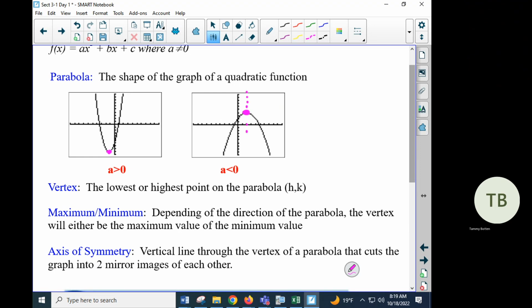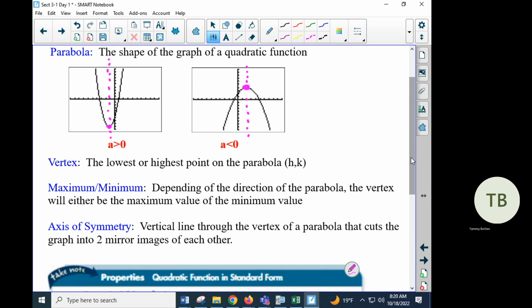And another thing that we're going to do today is find the axis of symmetry, and we're going to label that on our graph. The axis of symmetry is a vertical line that would cut the parabola in half, so that if I were to fold this over the axis of symmetry, I would fold it onto itself. And again, like this one would have a minimum, this one would have a maximum.